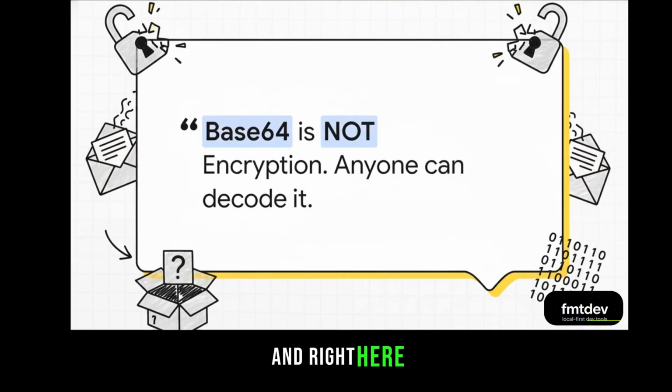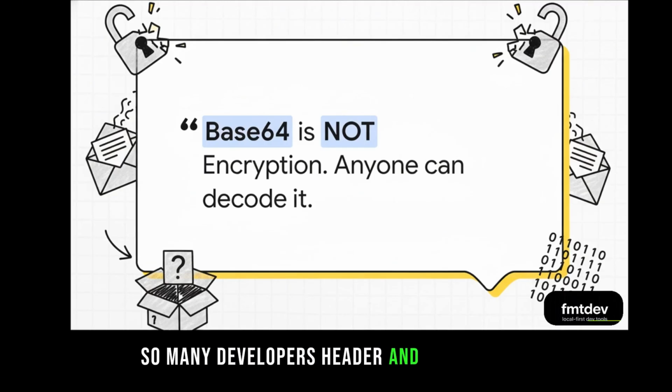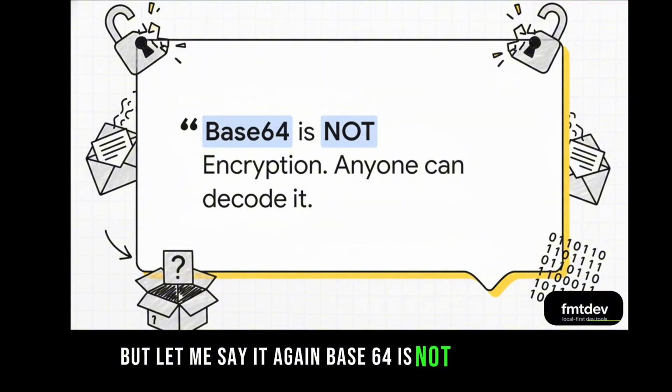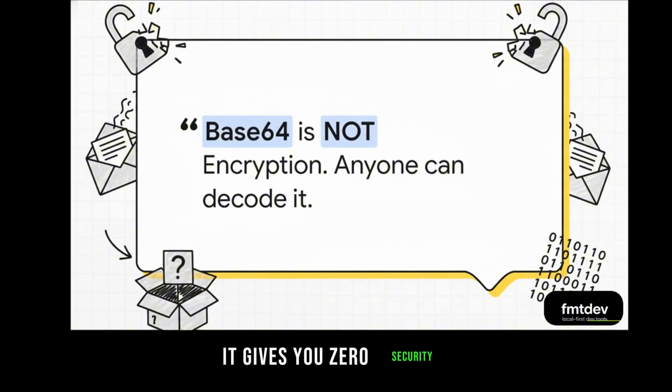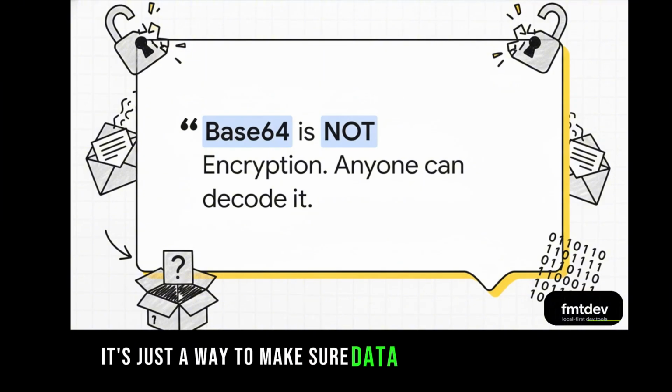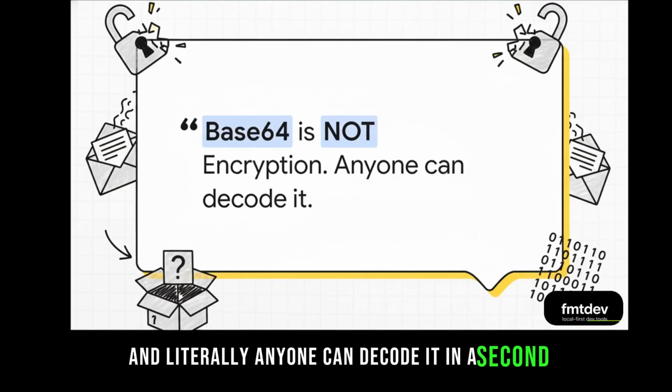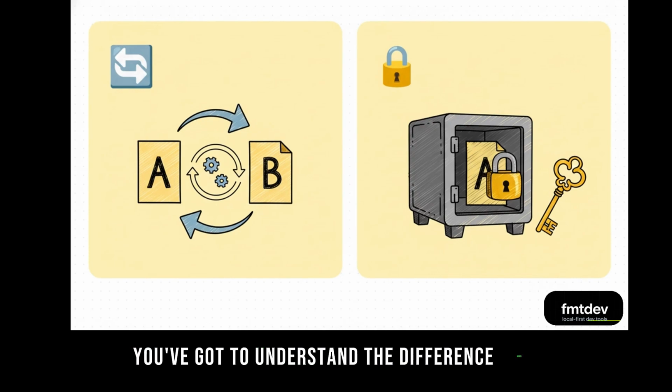And right here, this is the first huge gotcha that trips up so many developers. The header and the payload, they are not encrypted. They are just Base64 encoded. You see this long, opaque string, and it gives you a false sense of security. But let me say it again, Base64 is not encryption. It gives you zero security. It's just a way to make sure data can be sent as text, and literally anyone can decode it in a second.